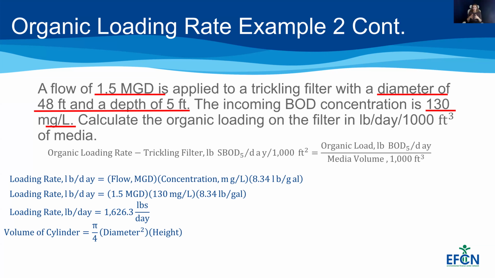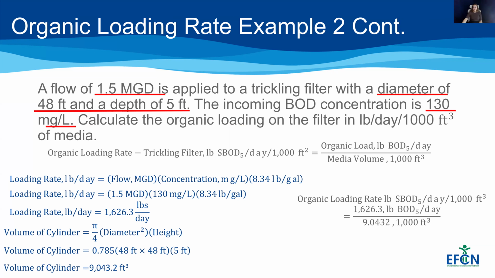Then we calculate our volume, which is going to be pi over 4 times my diameter squared times my height. We're given my diameter as 48 feet and a depth of 5 feet, so we can easily just plug those in. We have 0.785 times 48 feet squared times 5 feet. This equals 9,043.2 cubic feet.